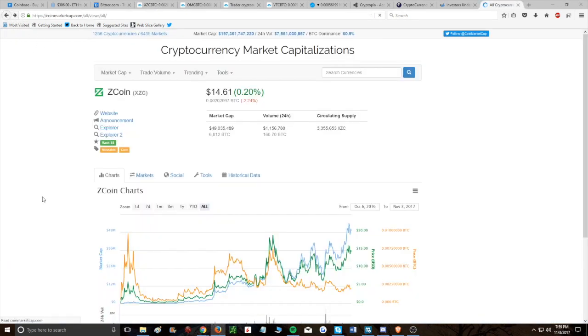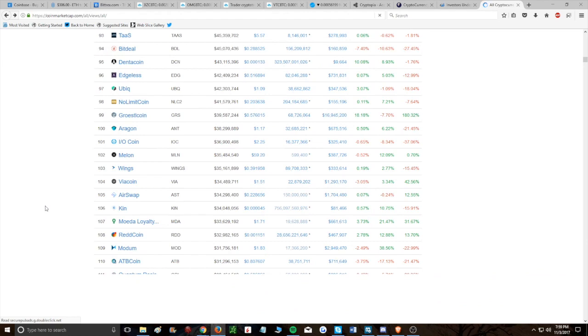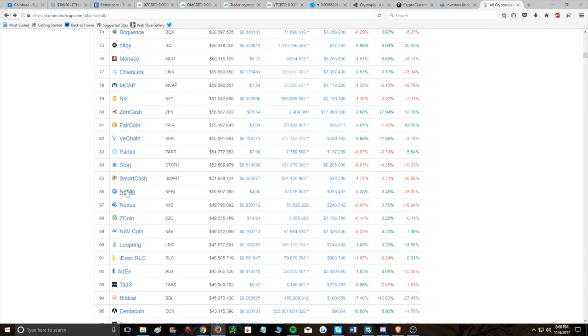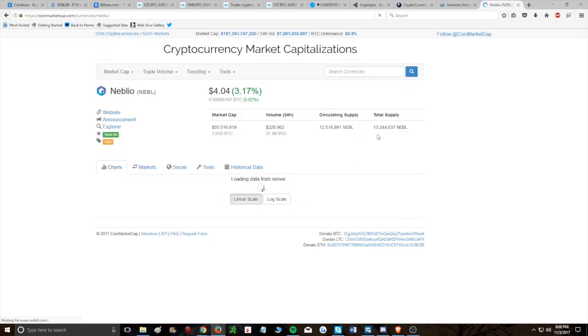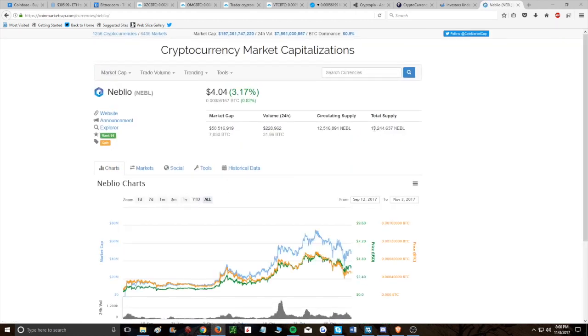Another one that I like that I've been trading recently is Neblio. Right here, Neblio. This one has total supply 13 million. It's 7 million less than Bitcoin. So there's only ever going to be 13 million total Neblio ever out there for anyone to purchase. And it's cheap right now. This coin is only listed on Cryptopia at the moment. It's getting listed on a few other exchanges.